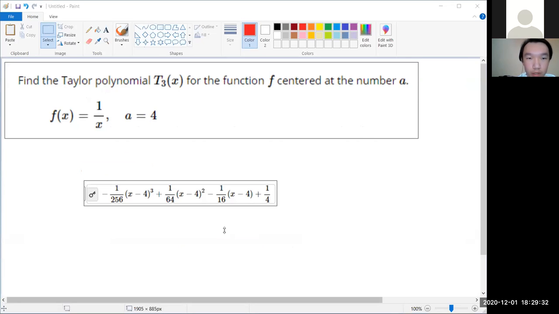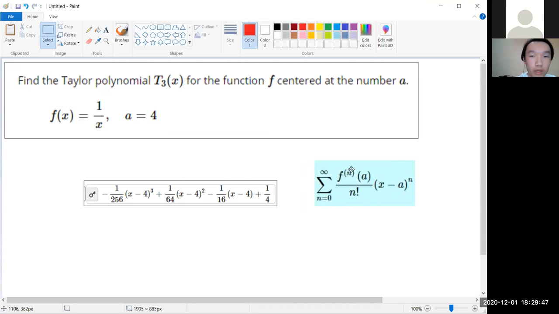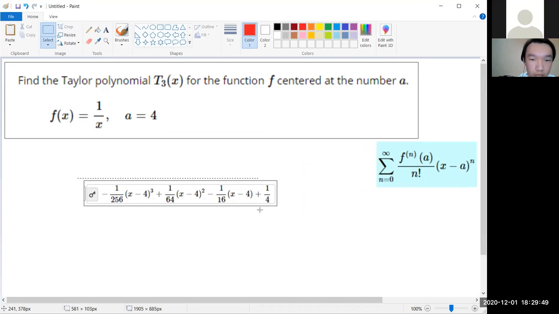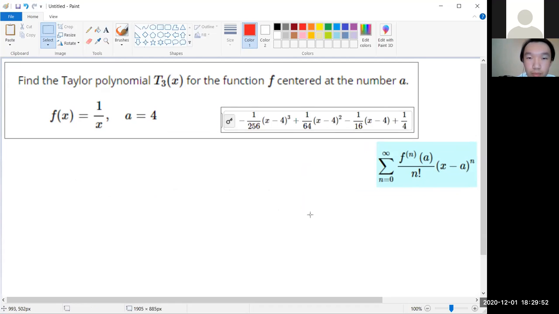Let me copy the Taylor series formula. Okay, so there's the formula, and then this is the answer just for reference. Okay, so find the Taylor polynomial to the third power. So what we need to do first is just see what information we have.